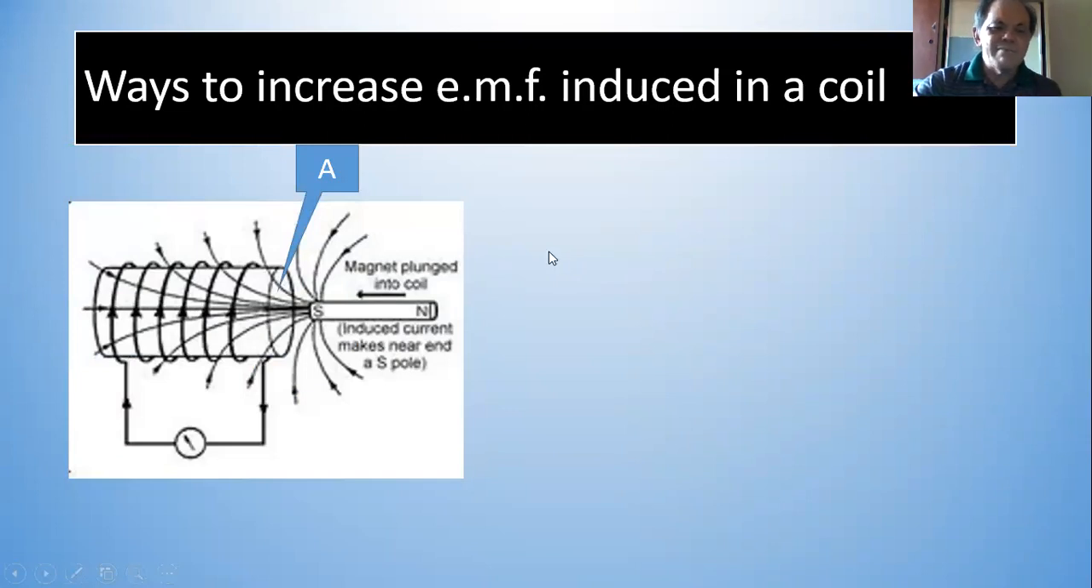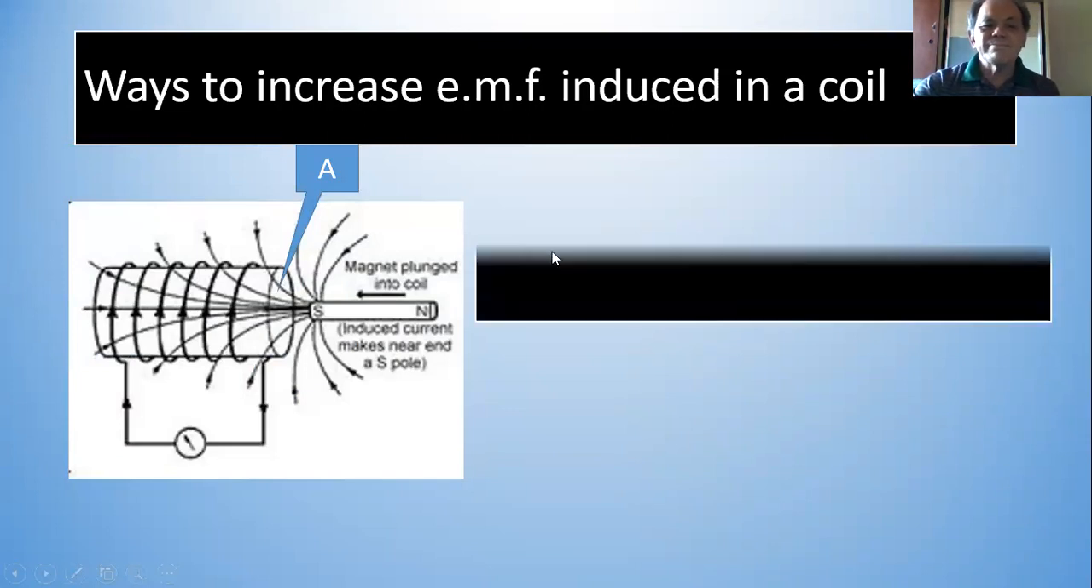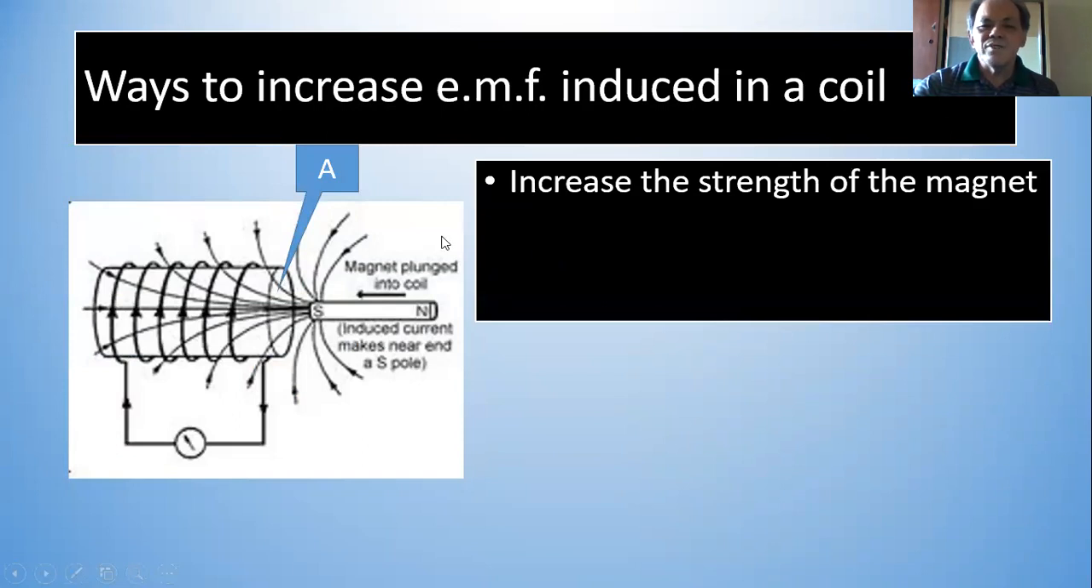How do we increase the EMF? Same thing, right? Increase the strength of the magnetic field. Easier to use an electromagnet, then we can change the current in the electromagnet.